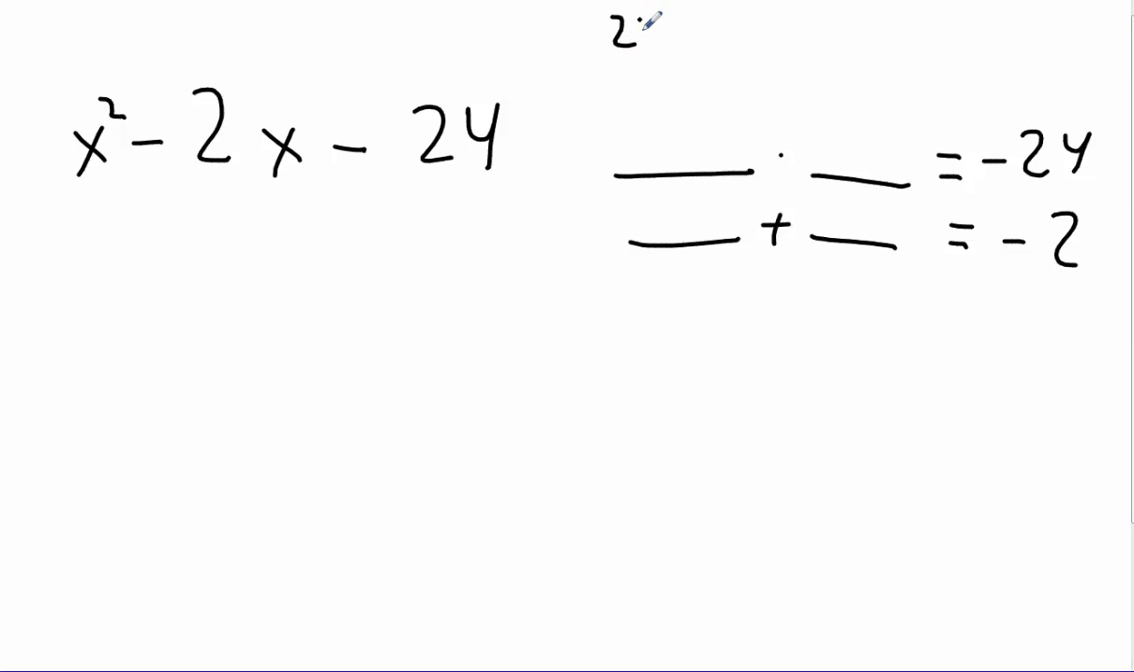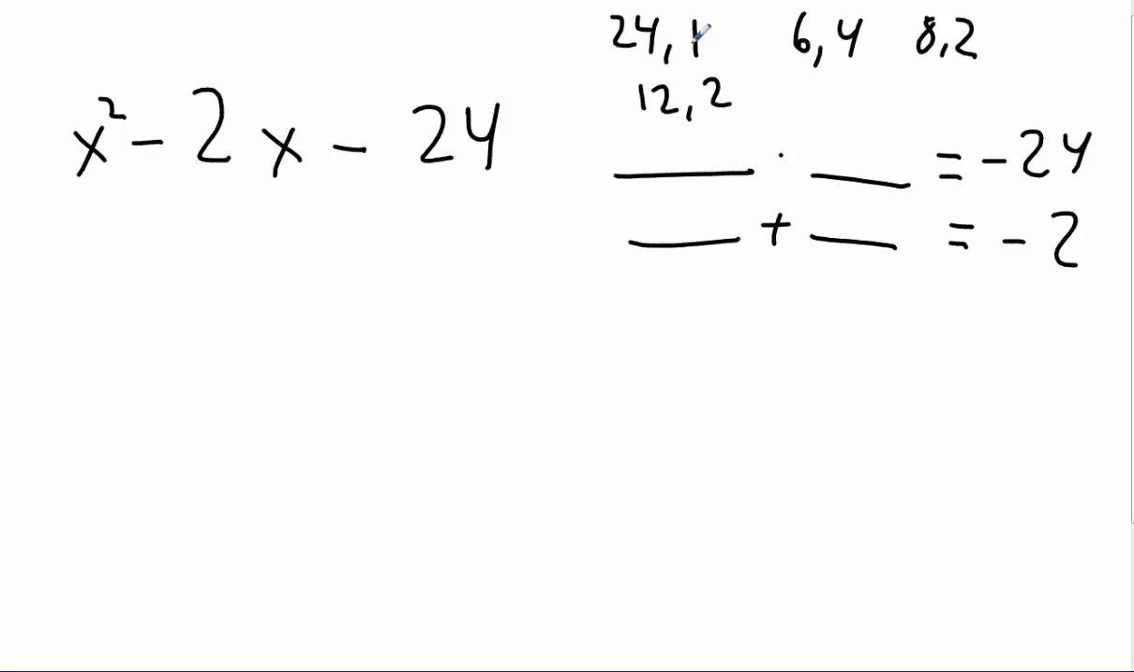Factors of 24. 24 and 1. 6 and 4. 24 and 1. Try that again. 6 and 4. 8 and 2. Nope, that's a lie. 8 and 3. 12 and 2. Those are all the factors. Okay? So we need to find which one of these pairings will give us a 2.